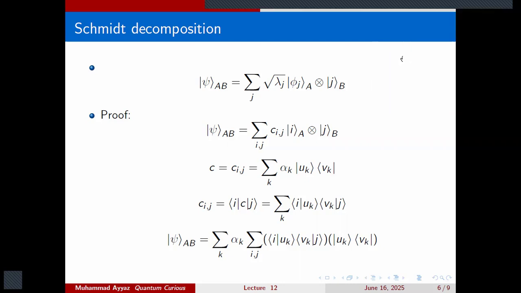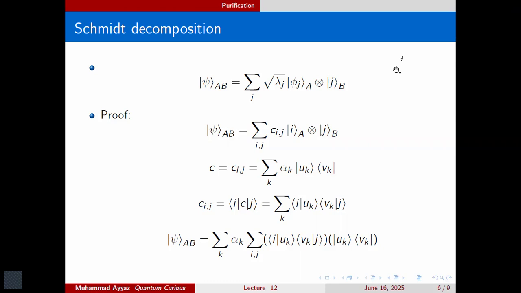So we have seen how the purification can be built, and the condition on the eigenbasis of the second system B is that they should be unitarily related to each other. This question could also be answered by the Schmidt decomposition.